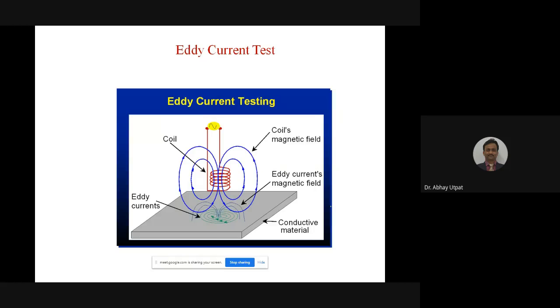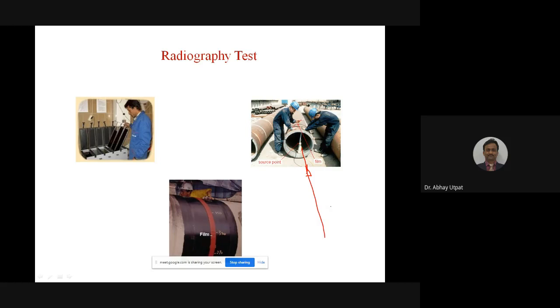So I hope you understand the radiography test. It is like taking X-ray of the machine. One more additional information I will give. There are two types of radiography. One is X-ray radiography and another is gamma ray radiography. X-ray. And another is gamma ray.